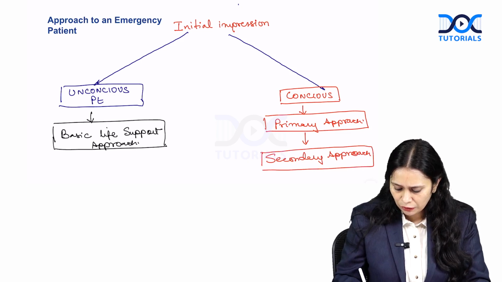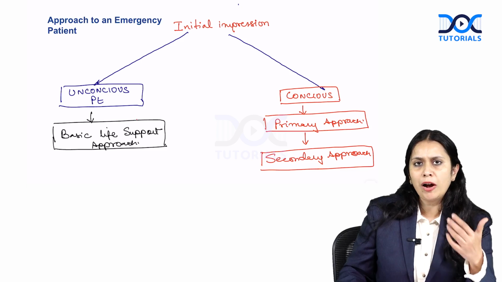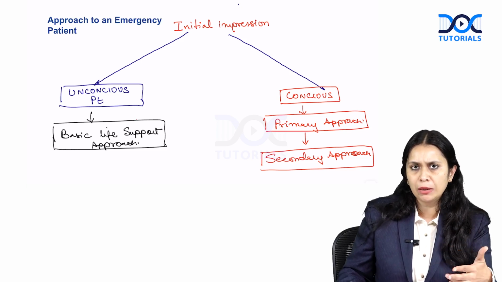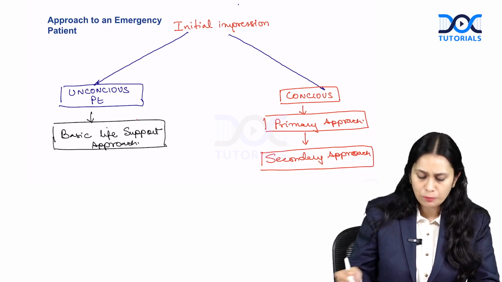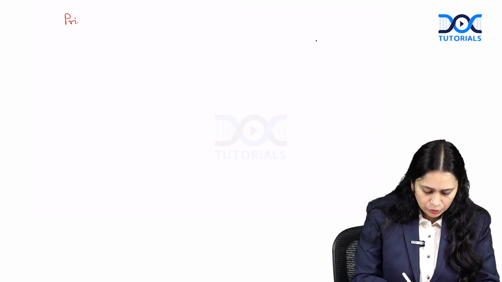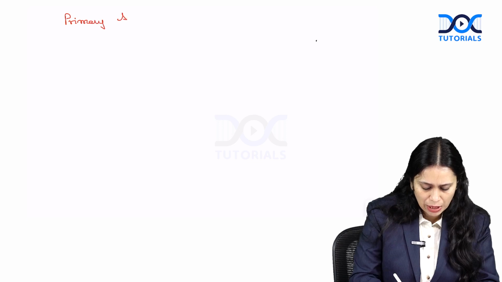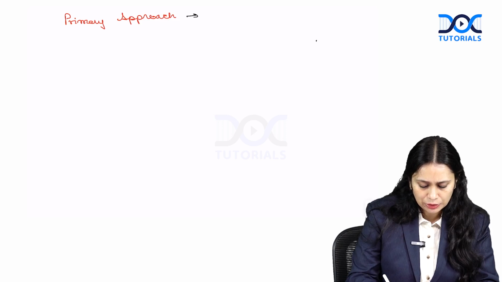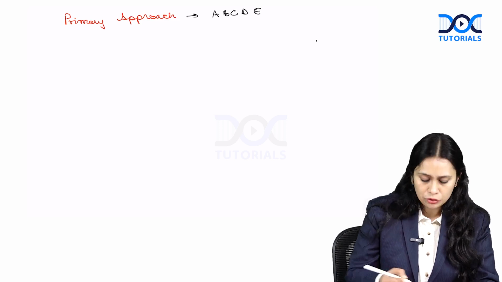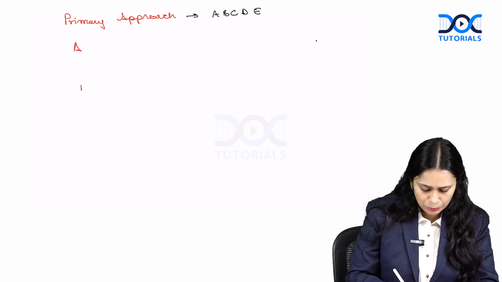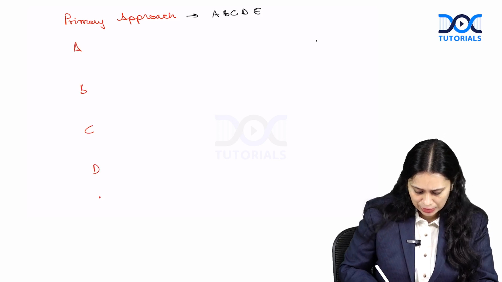So let us first talk about how we do the primary approach. After that, I will talk about the BLS approach, okay? So let's talk about the primary approach. What is the primary approach? The primary approach is also called the ABCDE approach. So what are this A, B, C, D and E?